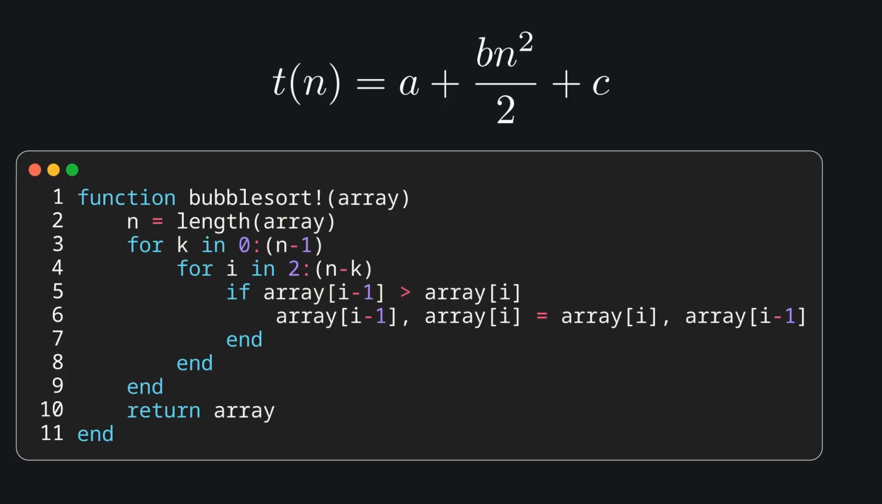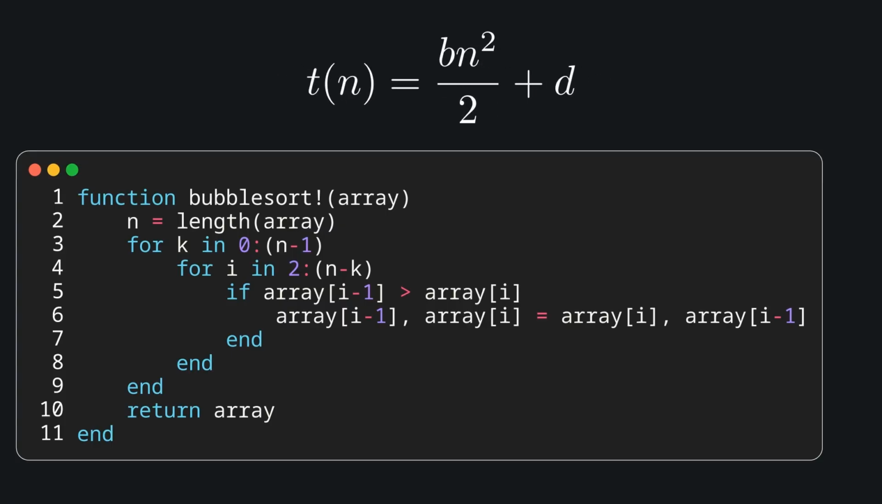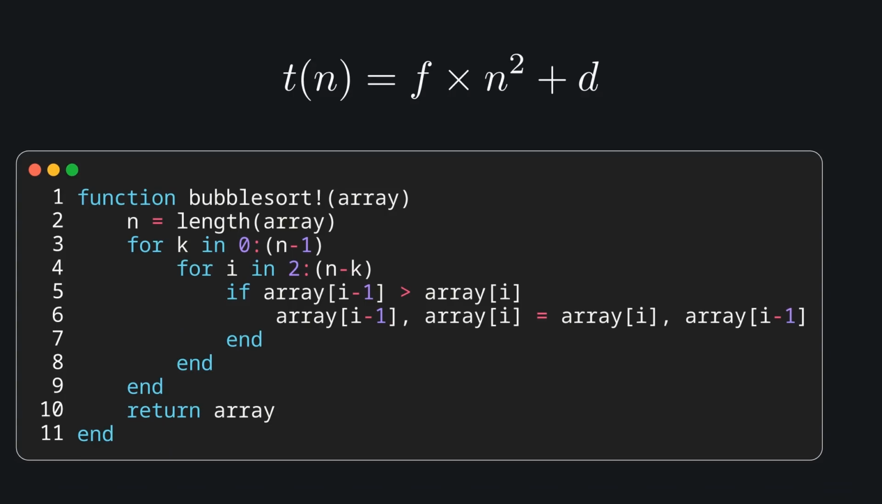For this reason, we often try and distill our runtime expression into something a little bit more generic. In our expression, we have a few arbitrary constants that we can actually combine together. So for example, a and c can be combined into a new constant d, and b over 2 can be combined into a new constant, which we'll call f.